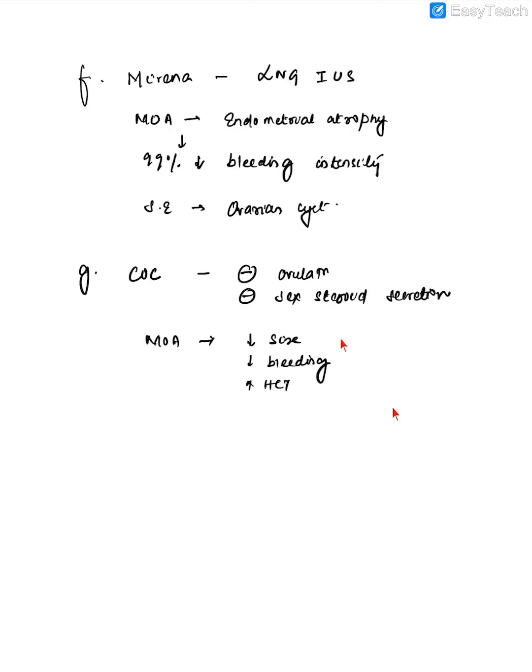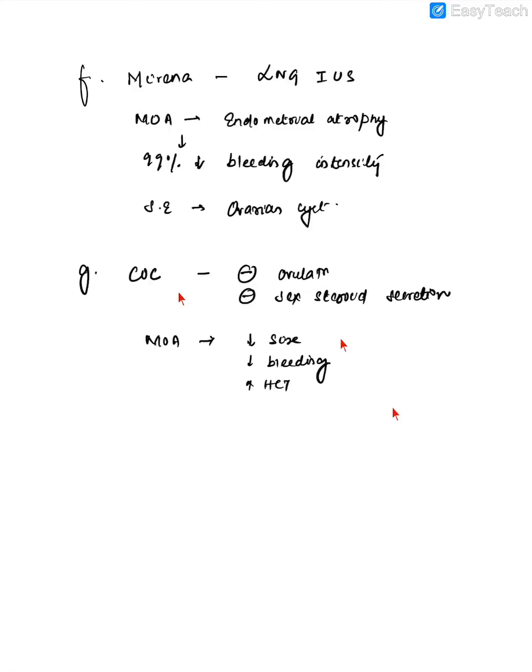Mirena, which is levonorgestrel intrauterine system, acts by endometrial atrophy and is used in treatment of fibroids. It causes 99% reduction in the bleeding intensity. One of the important side effects is ovarian cyst.